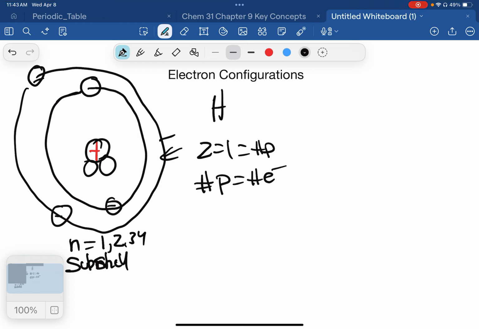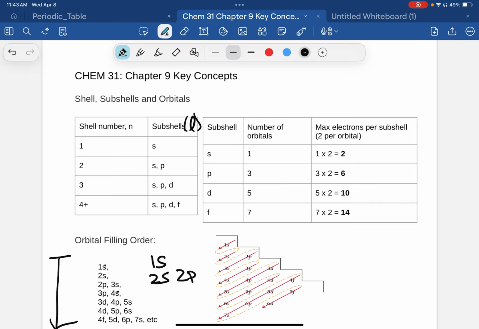If it is an ion, you would need to make an adjustment to the number of electrons that you start with. So therefore, we know that hydrogen has one electron. And I'm just going to put it there to start with. So we have to say, where does that one electron go?